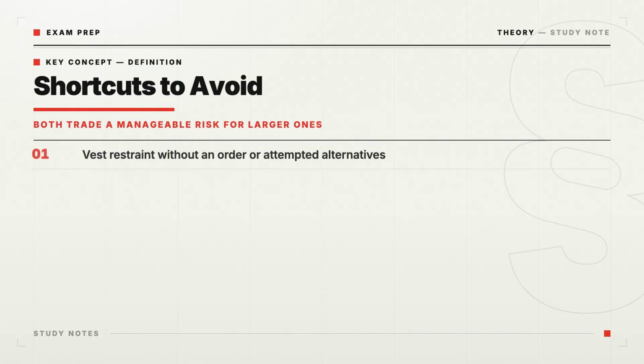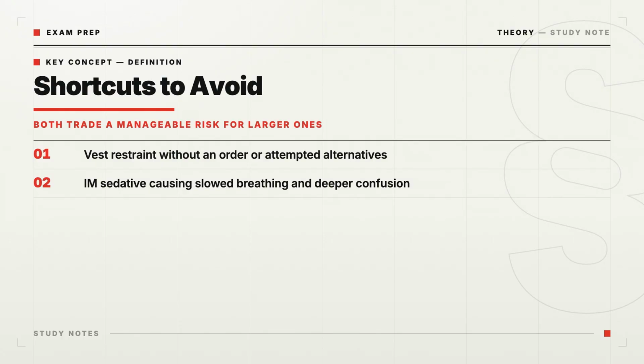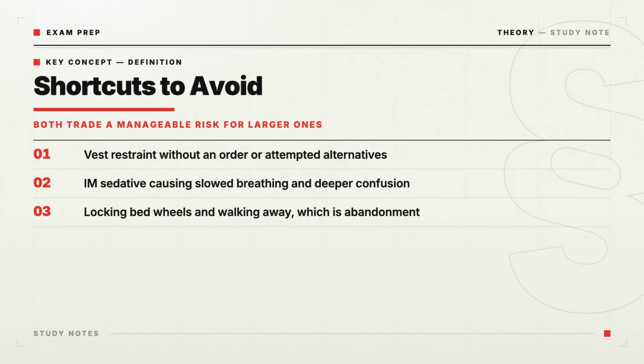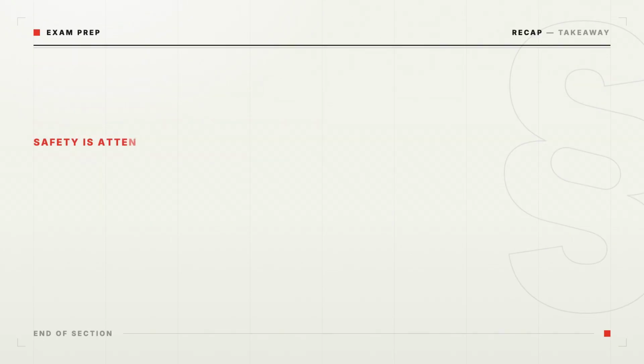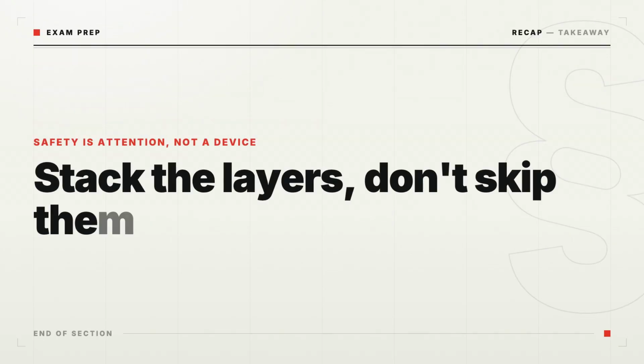Reaching straight for a vest restraint skips the required alternatives and needs an order that isn't there yet. A sedative injection is chemical restraint with its own dangers, like slowed breathing. And simply locking the wheels and leaving does nothing but remove the person watching. Remember, safety isn't something you leave in the room, it's someone staying present. Stack the alarm, the low bed, the mat and the rounding, and the patient stays free and safe.